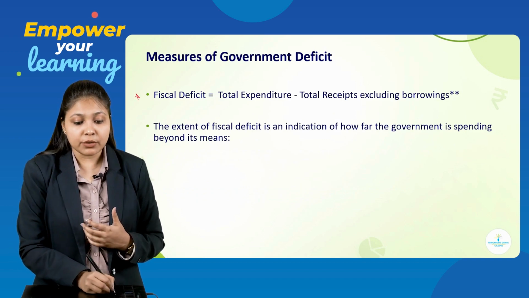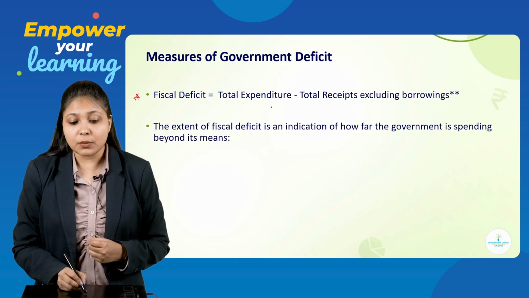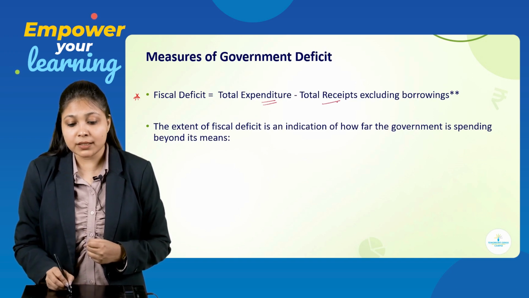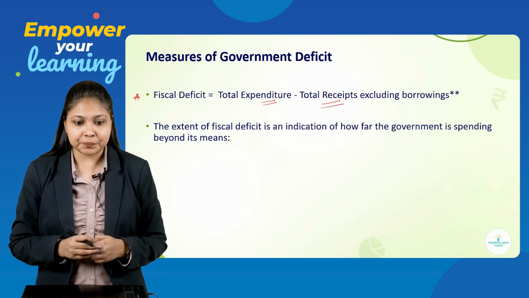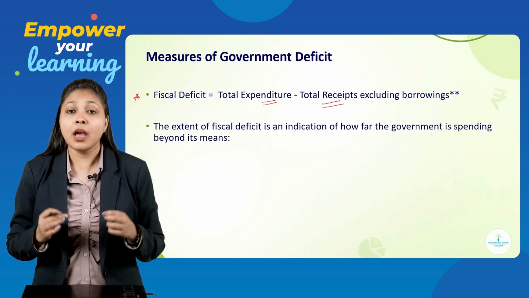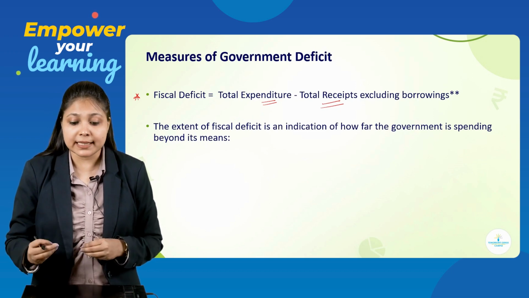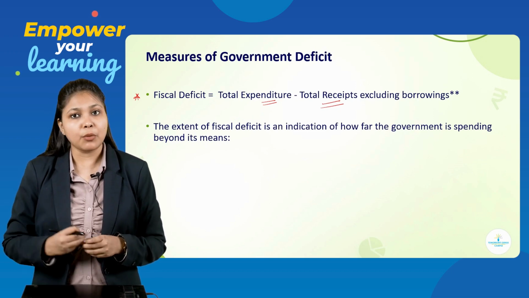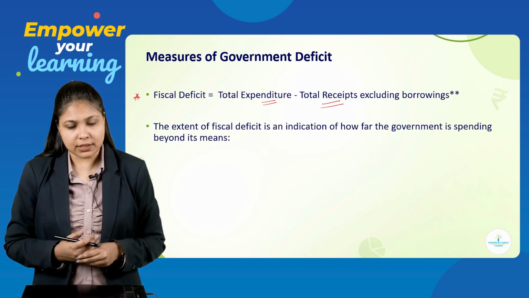Now, there is a very good formula given over here which is very important. Fiscal deficit is equal to total expenditure minus total receipts excluding borrowings or loans taken. So fiscal deficit has one very simple formula, that is total expenditure minus total receipts, wherein we are going to exclude the borrowings or the loan taken from abroad or any financial institution.